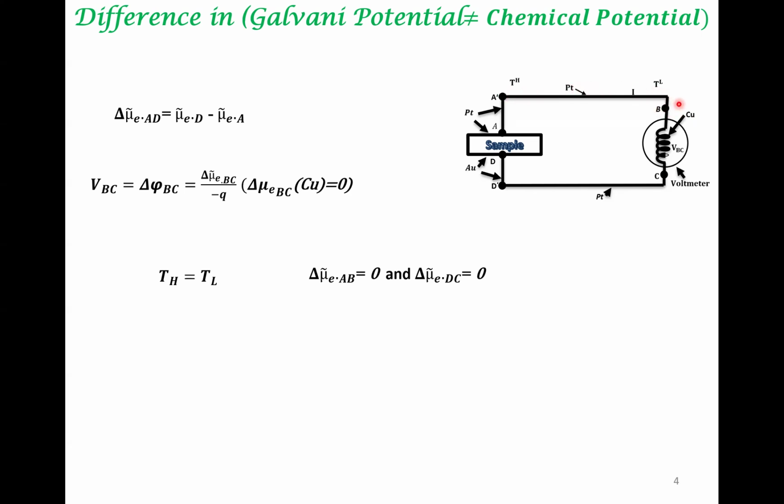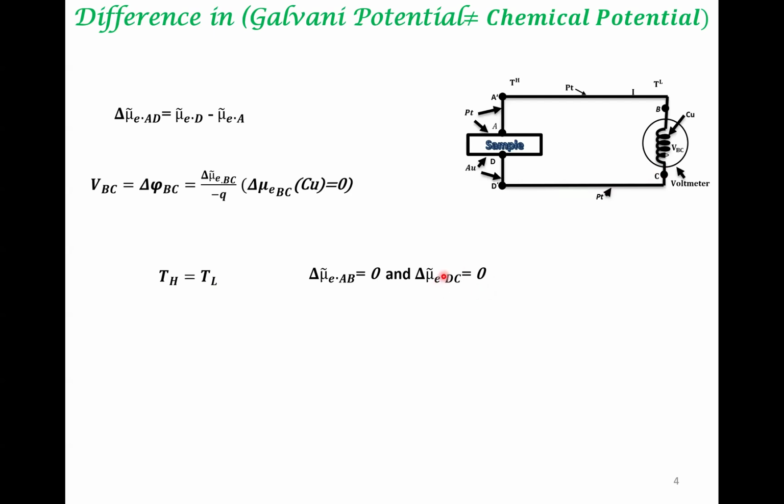This is the same platinum wire, and this wire is made up of platinum. So because the temperature here and the temperature here are the same, we can say that the difference in electrochemical potential between this point and this point is 0. The difference in electrochemical potential between this point and this point is also 0.